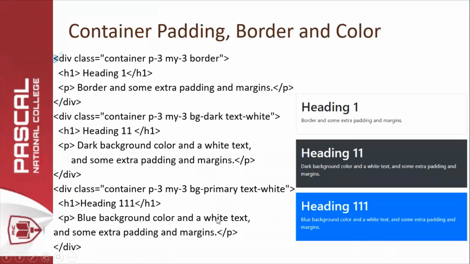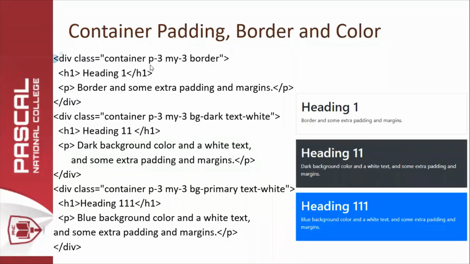So next one is the padding, border, and colors that you can use within your page. See, div class equals to container, the one that we have already used. This p-3, this is another class. This is my-3 and this border. So these are other different classes you can use. So first one, you have a differentiation like this. Heading 1 we have, so border, some extra padding and margins we are using.